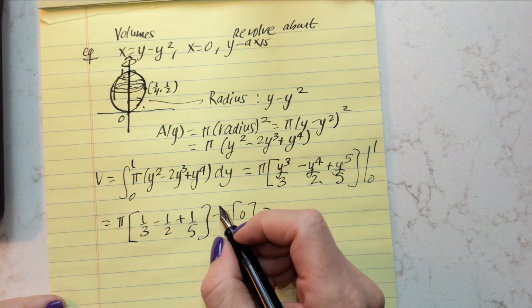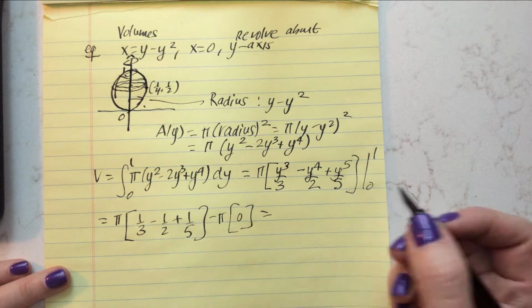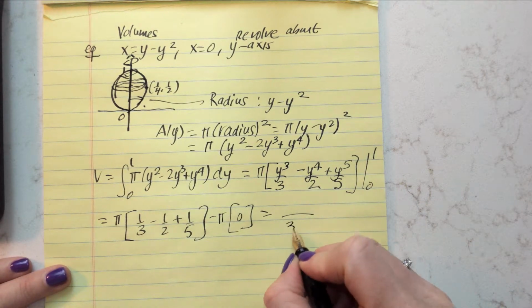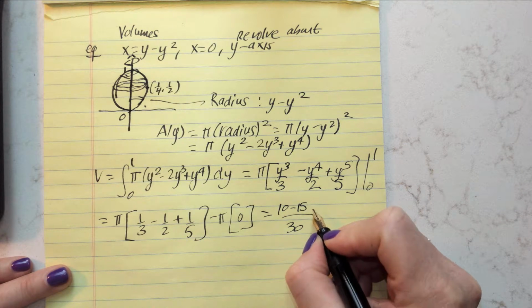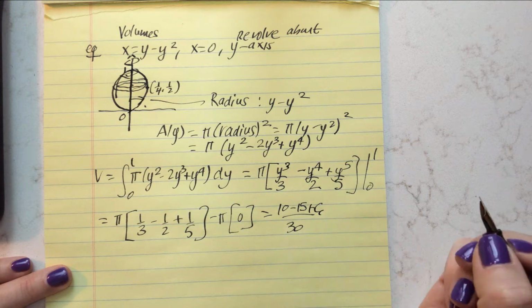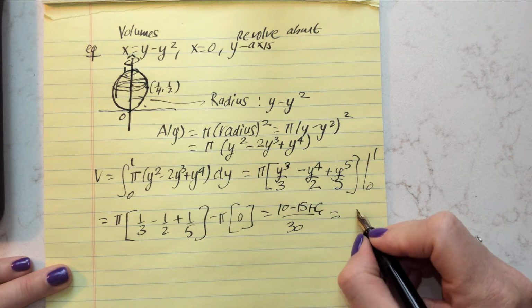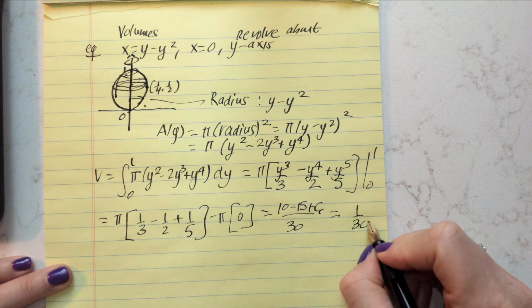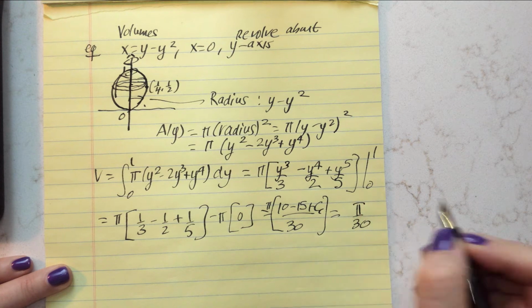And the common denominator here of 3, 2, and 5 is what? 30. So you're going to have 10 minus 15 plus 6. So minus 5 plus 6 is 1. Oops, and I forgot the pi. Put the pi there. So pi over 30.